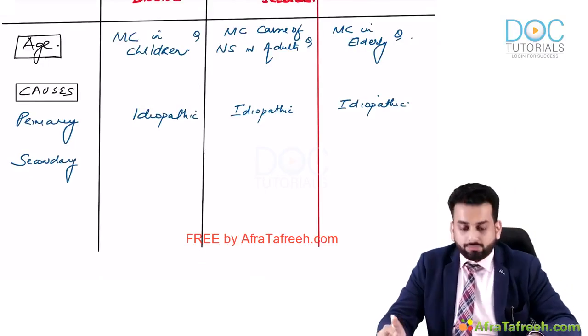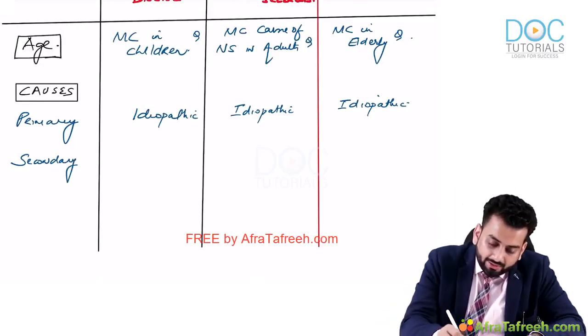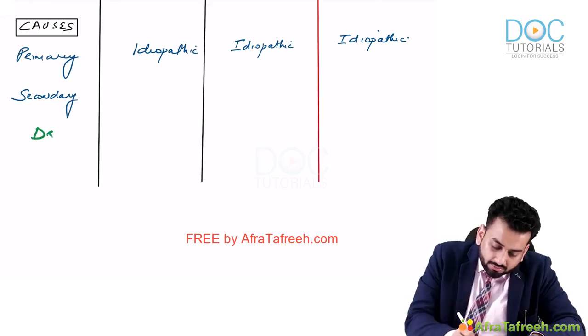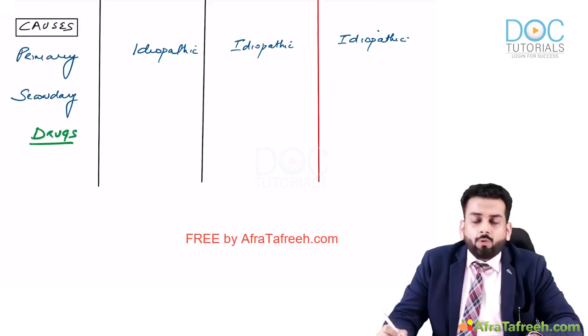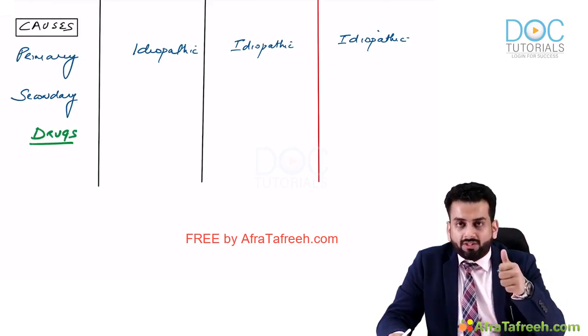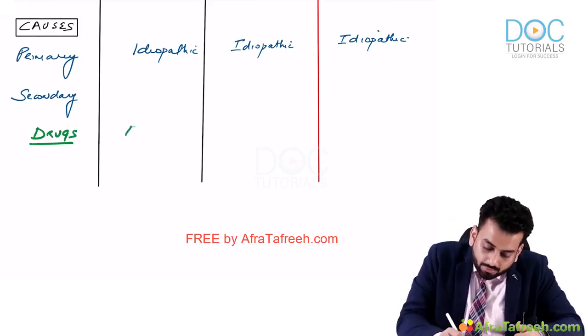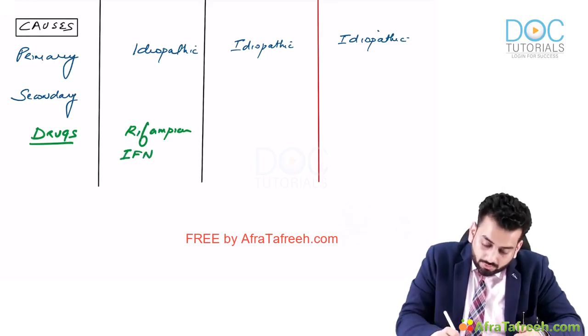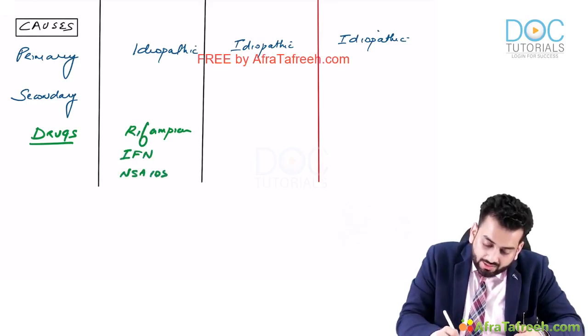of each. Now, let us begin with first and foremost drugs. So, what are the drugs that cause minimal change disease? The important drugs are rifampicin, interferon, NSAIDs, and lithium.